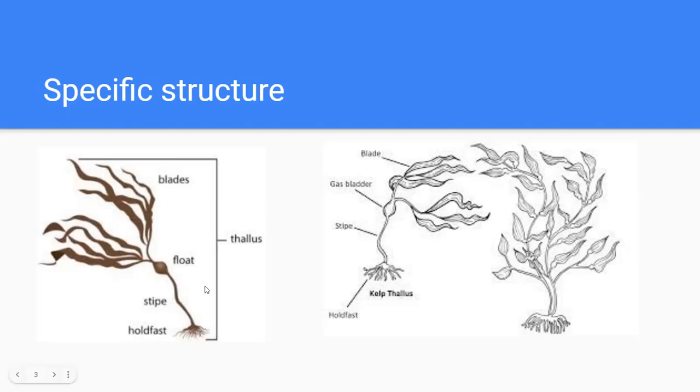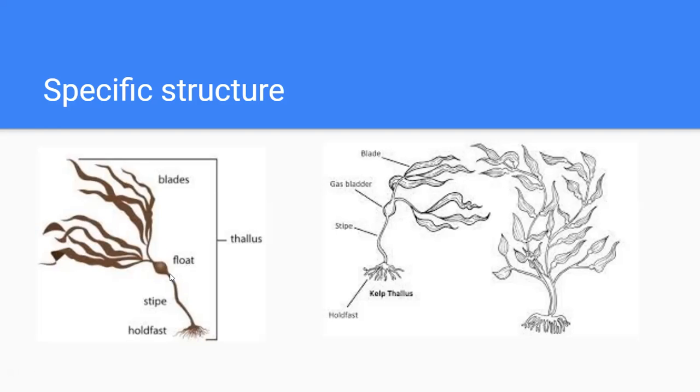And the stipe is a stem-like structure that supports blades. This is the stipe, obviously. And then the blades right here are the leaf-like structure that provides most of the surface for photosynthesis.